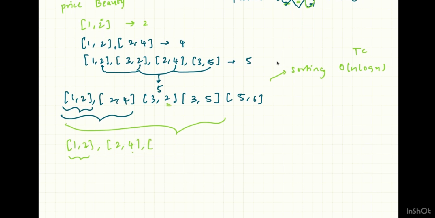Among 2 and 4, what is the maximum? Maximum would be 4. Among 5 and 4, what is the maximum? 5. Among 6 and 5, what is the maximum? 6, right? So for a given query, we know the maximum so far.